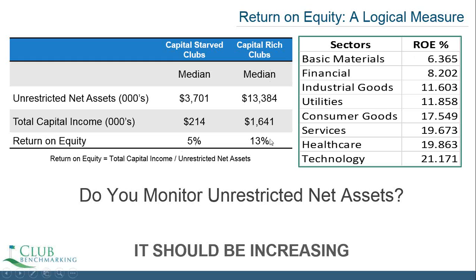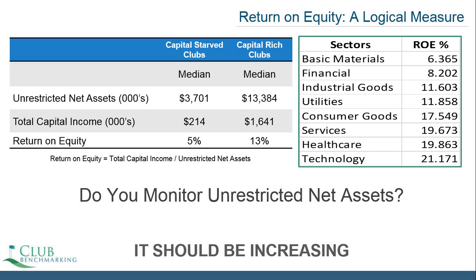On the flip side, these capital-rich clubs have a return on equity of 13%, right? They're generating a pretty decent amount of capital income relative to the unrestricted net asset base of the club. You wouldn't expect them to look like a tech company, but it puts them in the middle of a lot of industries, utilities and consumer goods. Pretty rational thought. When we saw this, we said, hey, this makes a lot of sense, and we think there's some value in clubs starting to think about themselves this way.